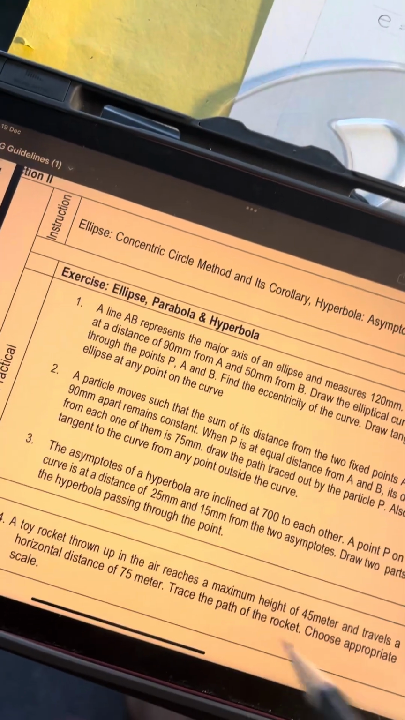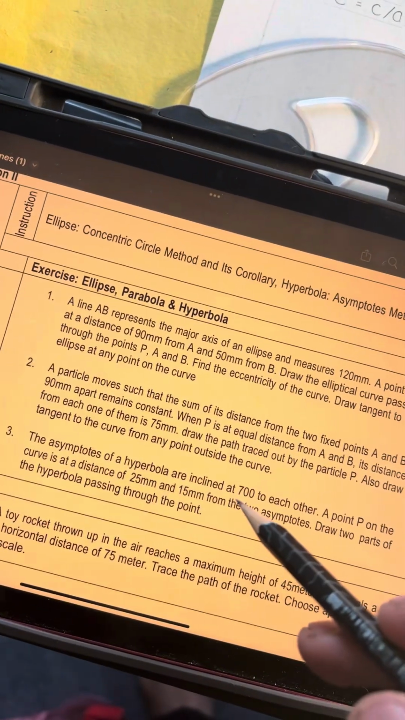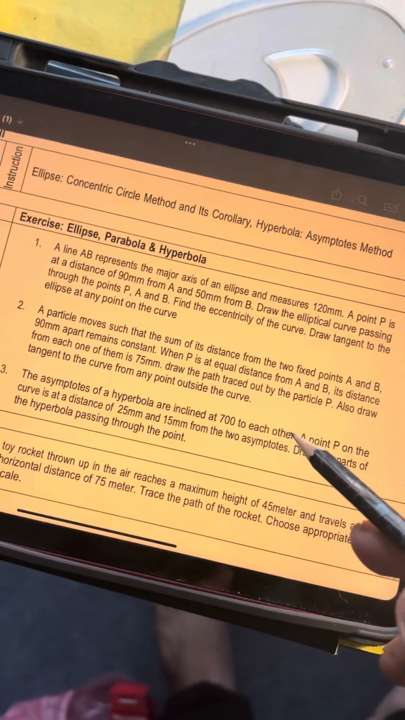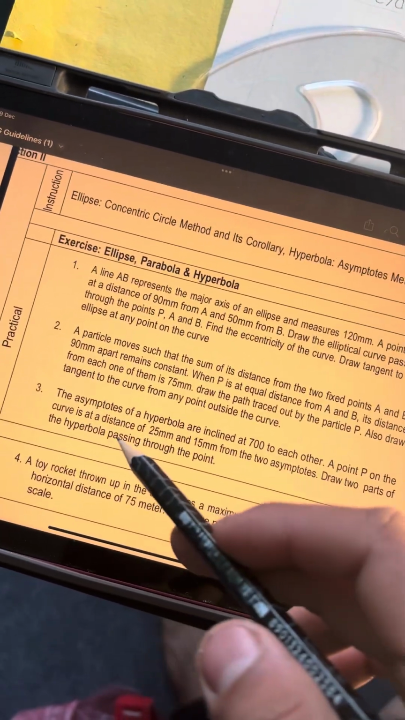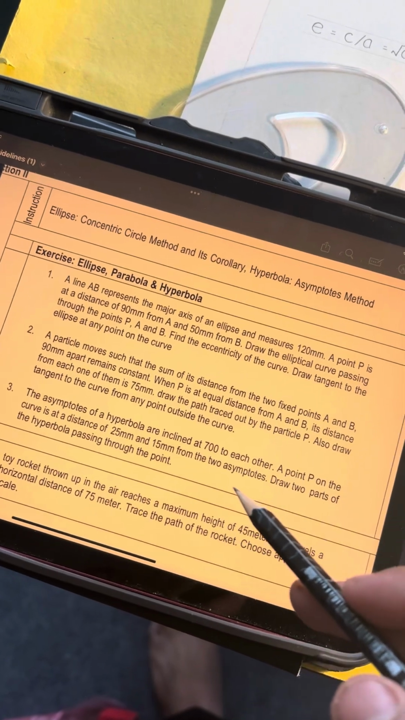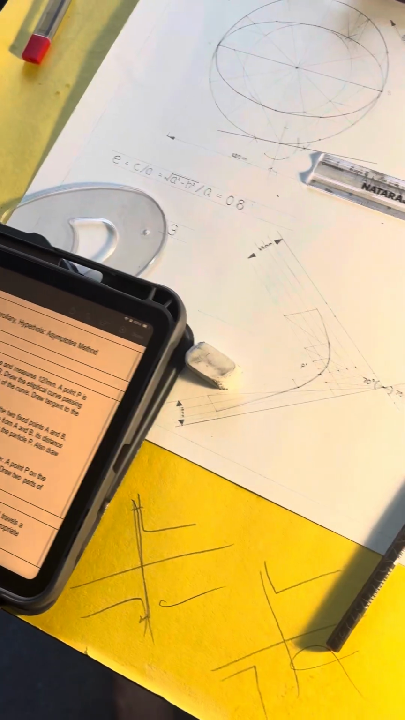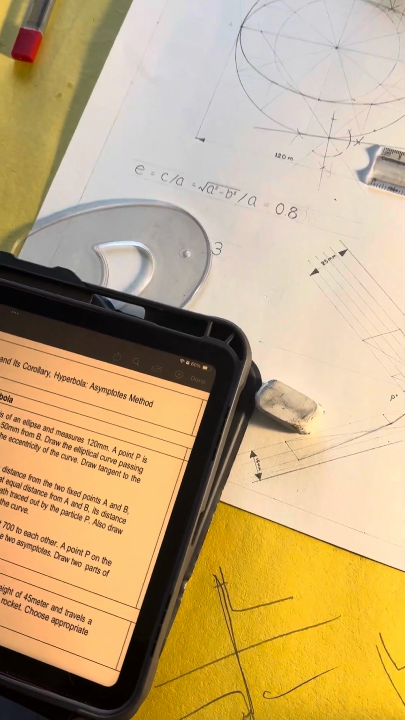Alright, question number 3. The asymptotes of a hyperbola are inclined at 70 degrees to each other. A point P on the curve is at a distance of 25 mm and 15 mm from the two asymptotes. Draw two parts of the hyperbola passing through the point. Alright, so we know that the asymptotes are at 70 degrees to each other, right?